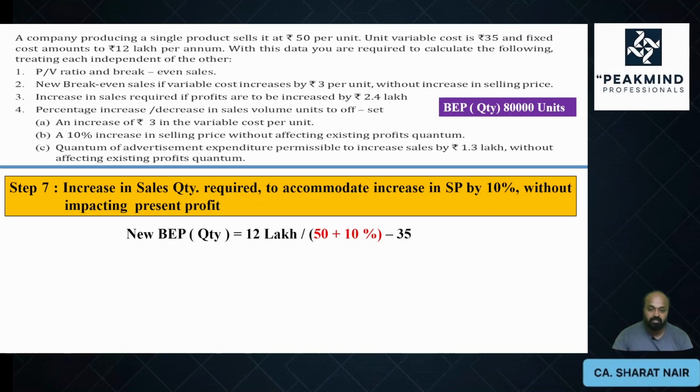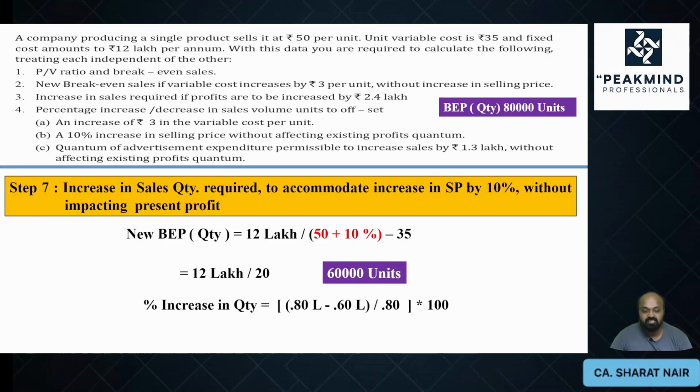So 12 lakh divided by that. Further writing, it will be 20. So 12 lakh by 20, I will get my revised break-even quantity as 60,000 units. Now, how much has the quantity changed? Earlier the break-even point was 80,000. Now the break-even point is 60,000 only.